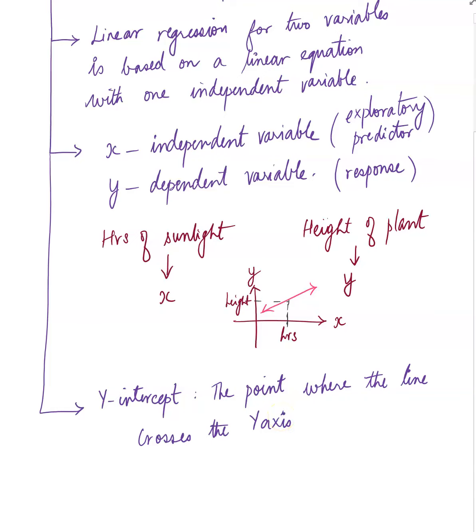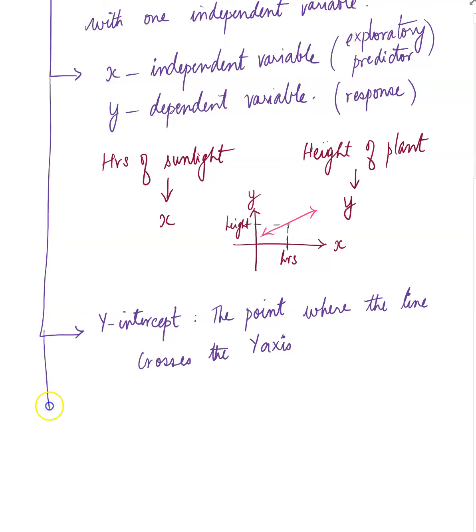Then we have something called the slope. Remember the slope? Yeah, rise over run. A slope basically in English means the slantness, right? Slantness or the steepness of a line. So this describes the slantness or steepness of a line.